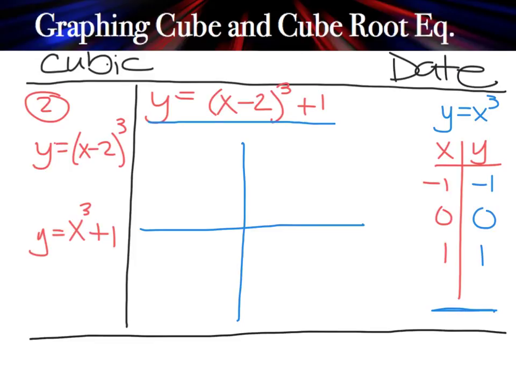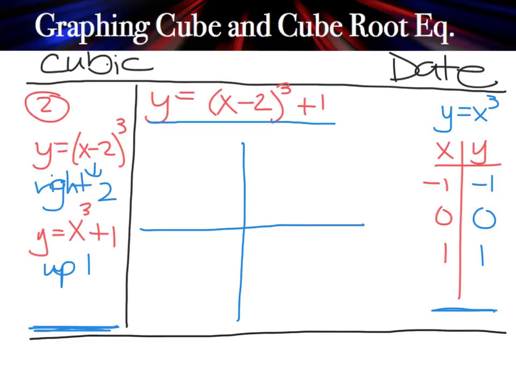So remember that this left-hand column right here is for stuff that we need to memorize or study when we are getting ready for a quiz or a test. And this 2 right here means that we're going to shift the graph right 2, and then we're going to shift the graph up 1.